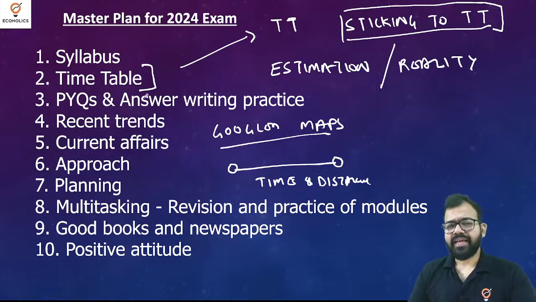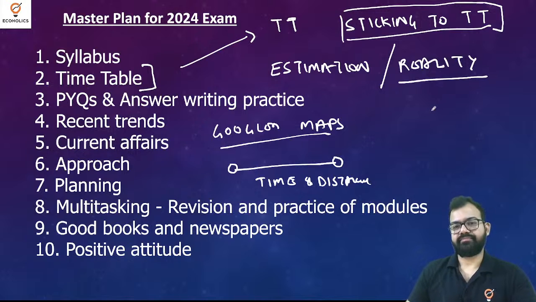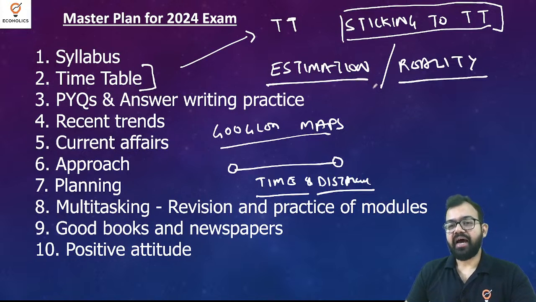Now when we make a timetable, we are not aware of the reality. We are aware of the distance, but we are not aware of the time. In the same way, we try to overestimate our capacity. Our capacity is way lower than we imagine.